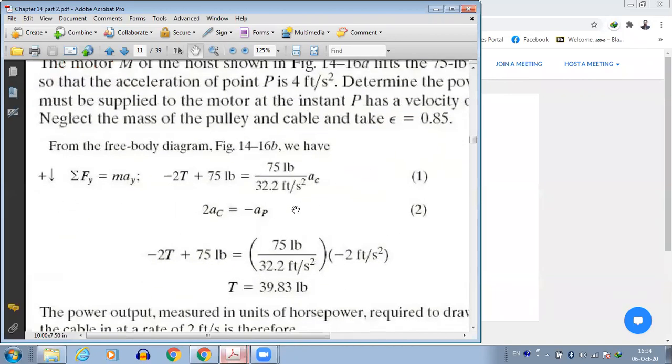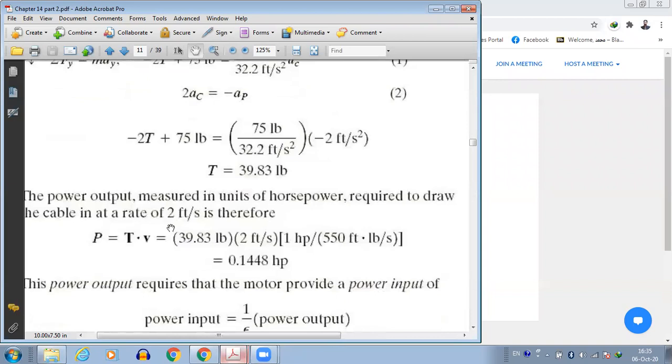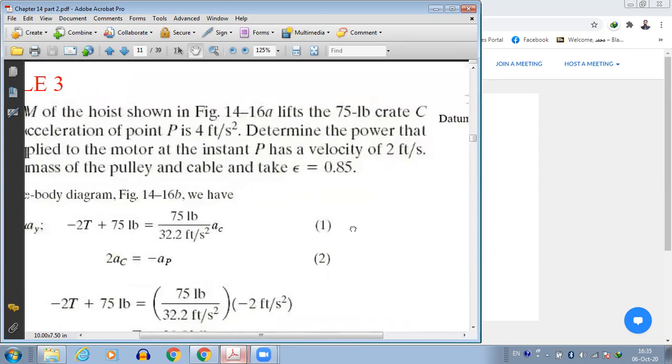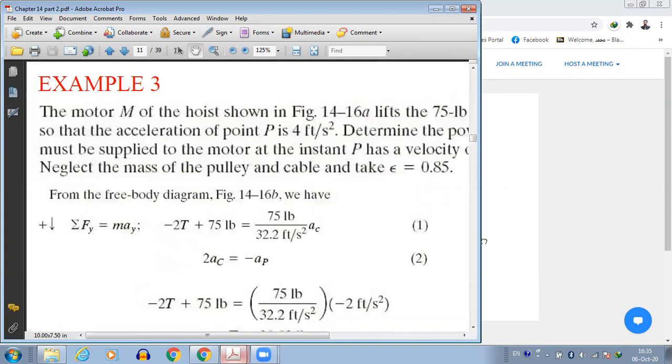So we need to have a relationship between AC and AP. Once we have that, we can use this in the summation of forces equation to find out the tension. Once we have the tension, we multiply this tension with the velocity to find out the power. Here they found the power in horsepower, but it's not necessary because the question doesn't ask to put the power in horsepower.